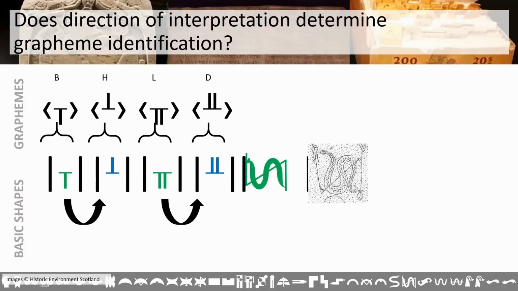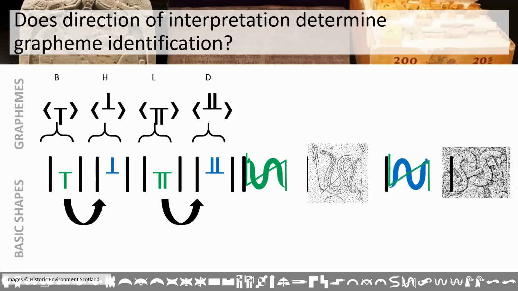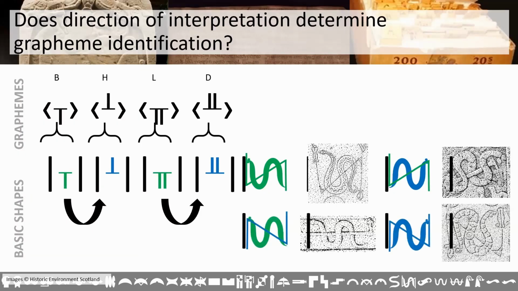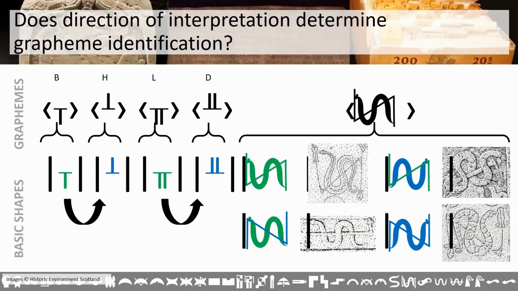I would argue that if we take the serpent and Z-rod here of the Pictish symbol system, we can rotate the serpent, we can rotate the Z-rod, we could rotate both. I don't think this is a contrastive type of variation in the symbol system, and I would argue that these all relate to the one graphematic unit.